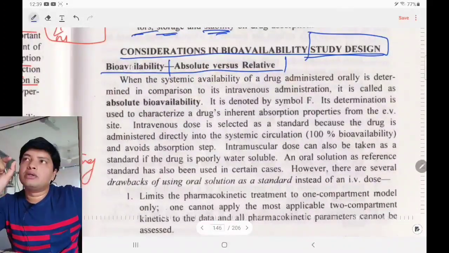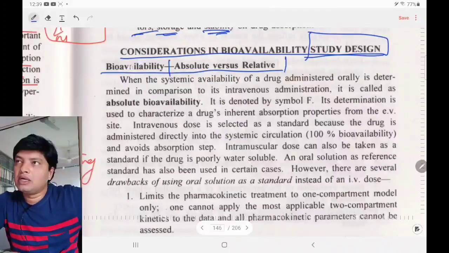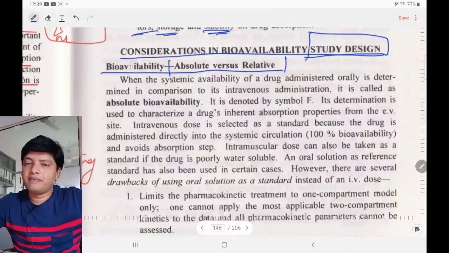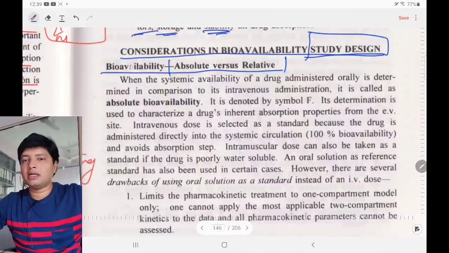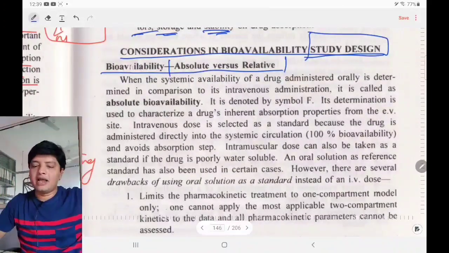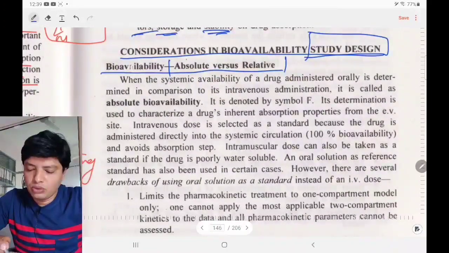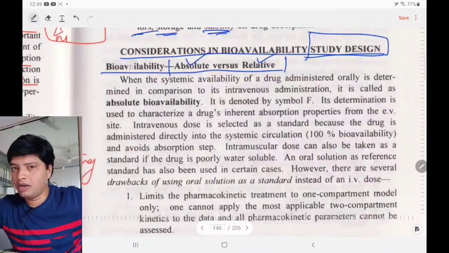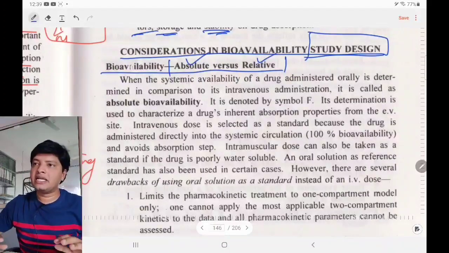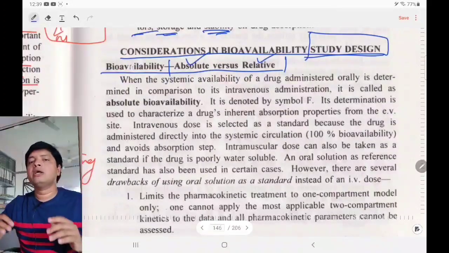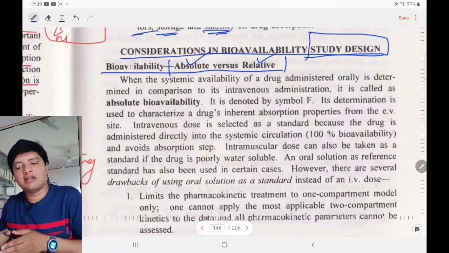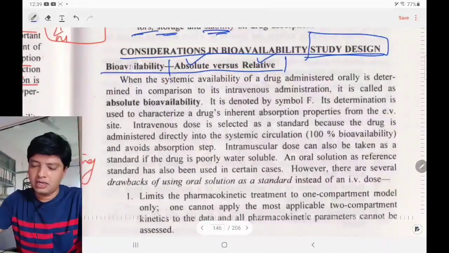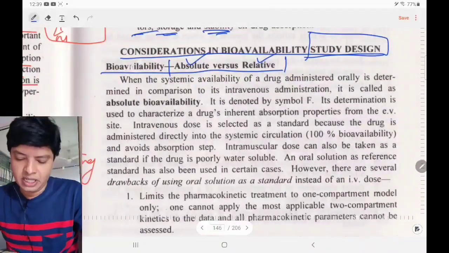You are going to give a drug, one tablet, and check how much I have given and how much is absorbed. Not like that. There is a particular study design for that. For that we have two topics, that is absolute bioavailability versus relative bioavailability. You can conduct the bioavailability studies in the form of absolute bioavailability, or in the form of relative bioavailability studies also. What is absolute, what is relative, we will see at a later stage.